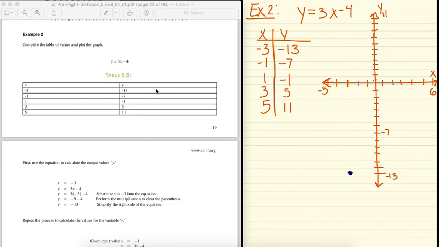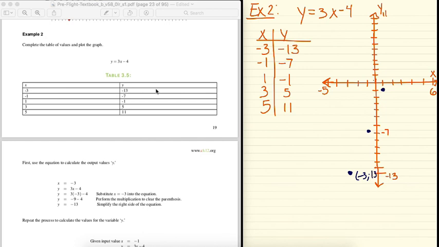Now I'm going to plot the point -1, -7. So I'm going to go back 1 on the x-axis and then down 7. I'm going to plot the point 1, -1. 1 is positive for x, so I'm going to go forward 1 unit and then down 1 unit because my y value is negative. And if it's helpful for these to be labeled, you can do that as well.